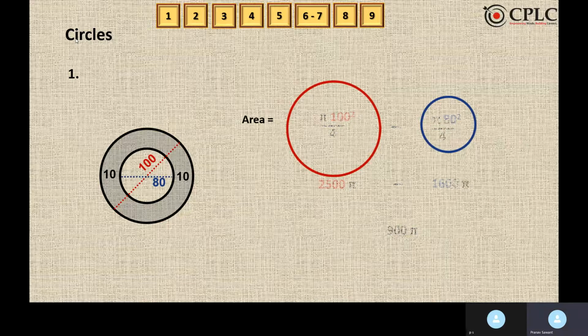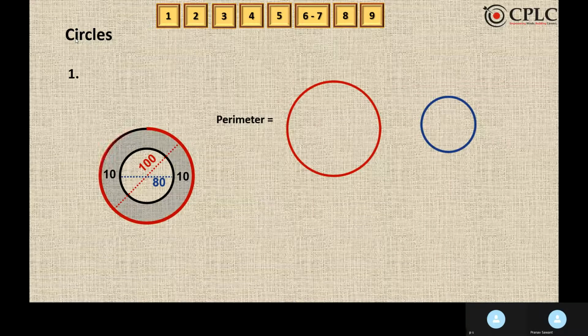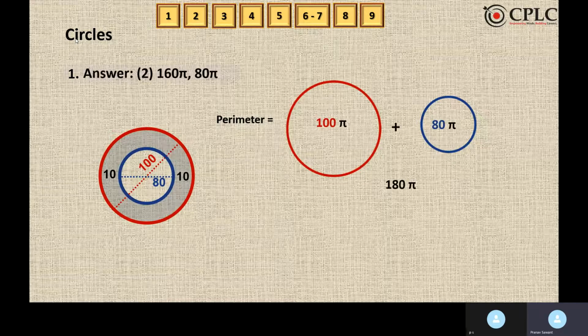Now to find out perimeter, we have to find perimeter of this pathway. That means for that, we need to add up the outer line and the inner line, because only in that case we'll get the perimeter of the pathway. So perimeter of the outer circle is 100 pi, perimeter of the inner circle is 80 pi. After adding it, we'll get 180 pi. Hence, option 2 is the correct answer.